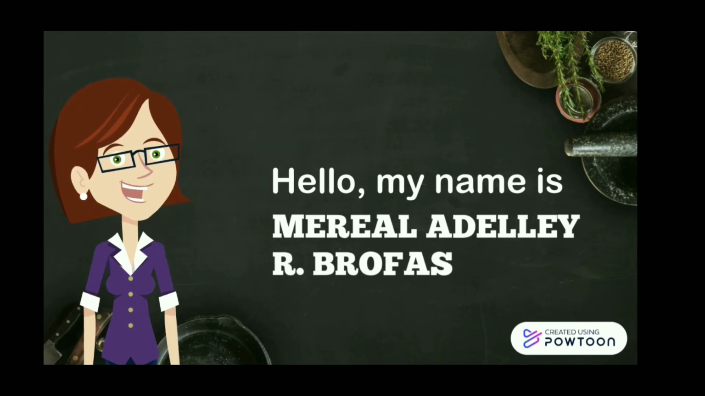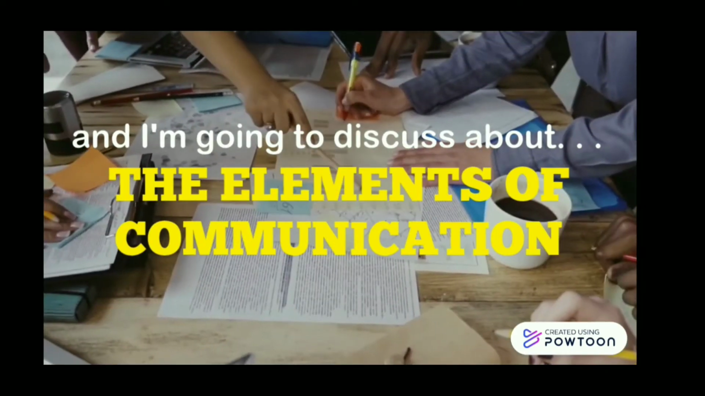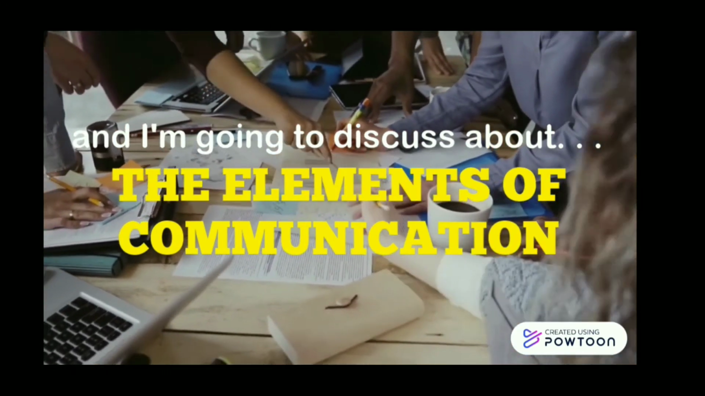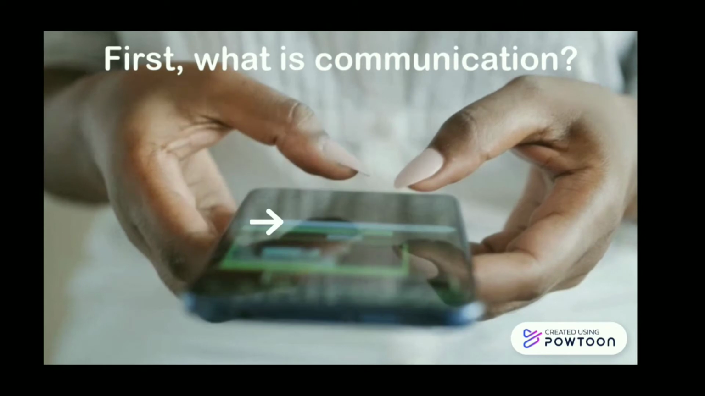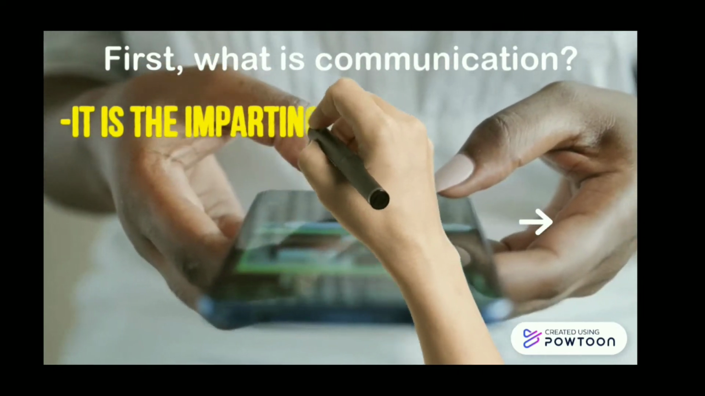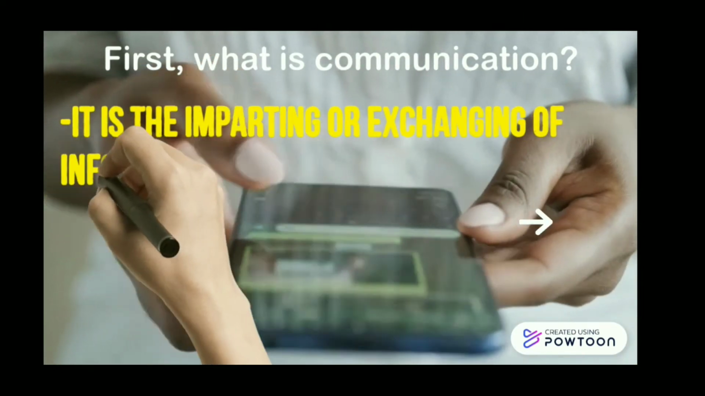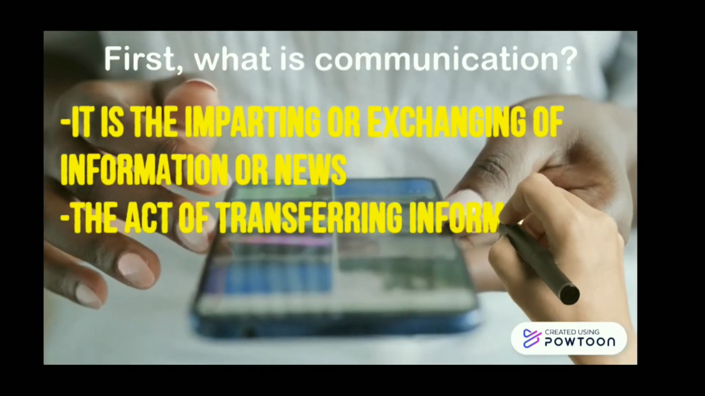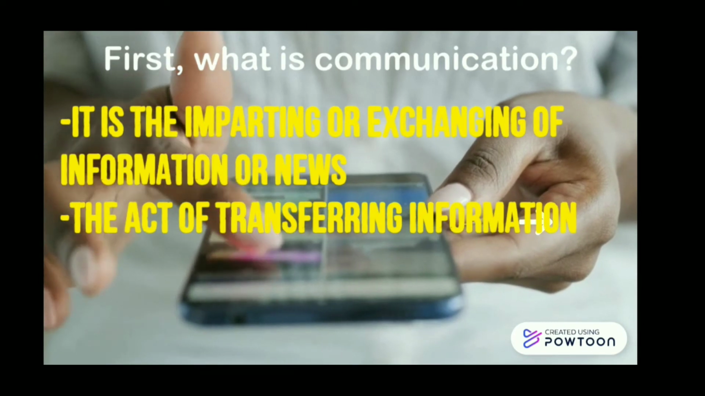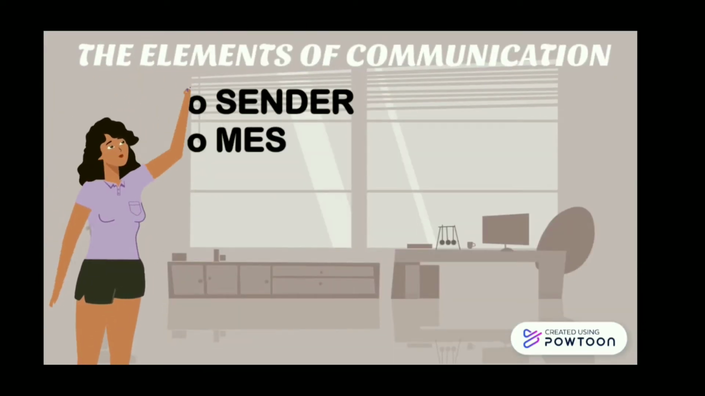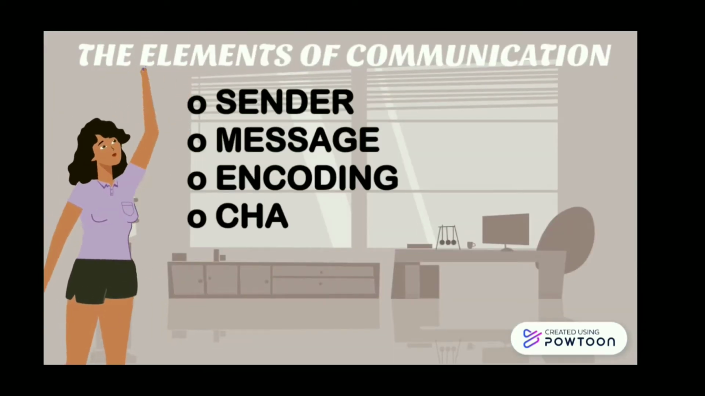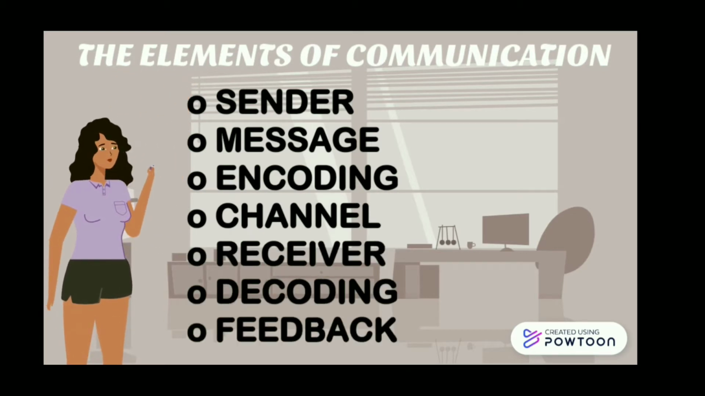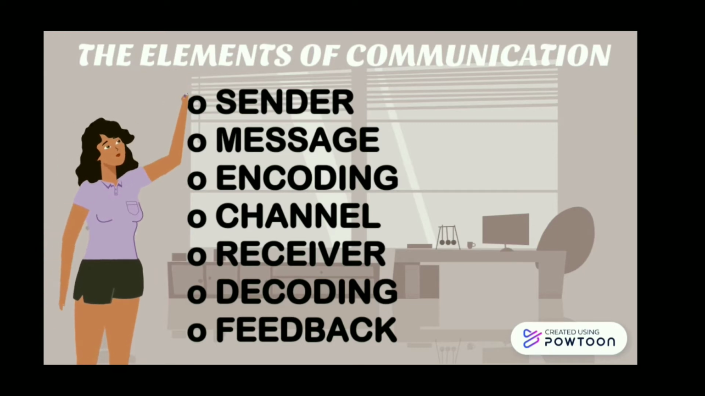Today, I am going to discuss the elements of communication. Before we begin, let us find out the meaning of communication. It is the imparting or exchange of information and news, and it is also the act of transferring information. Now, let us proceed to the elements of communication. We have the sender, message, encoding, channel, receiver, decoding, and feedback.